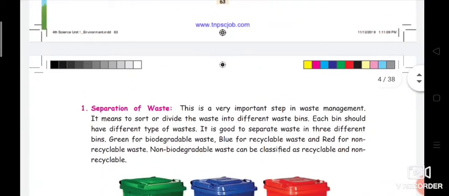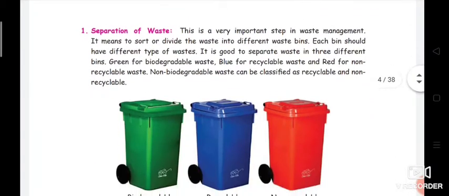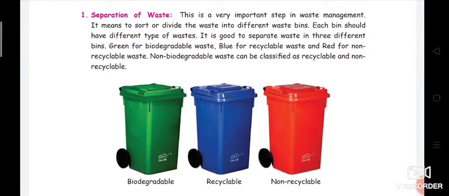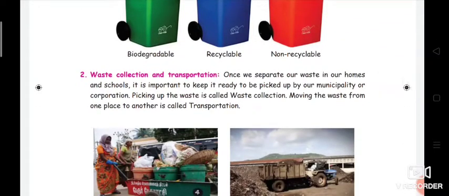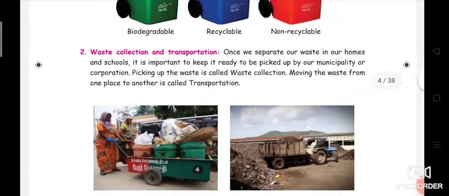So what is the first step? Separation of waste, where the waste gets separated into 3 different types of dustbins. Okay, so green is for biodegradable, blue is for recyclable, and red is for non-recyclable. And in the second point, waste collection and transportation. Municipality or corporation will collect all the wastes from schools and homes, and they will transport to a place. So this process is known as waste collection and transportation.